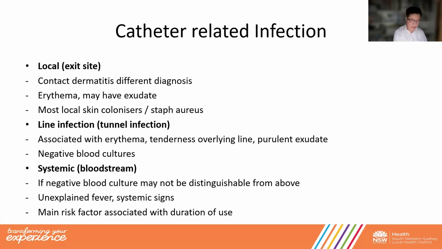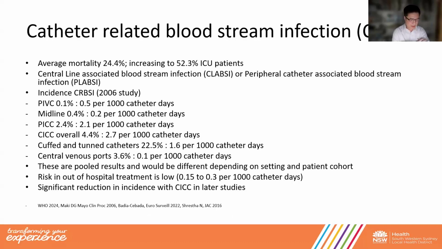Catheter-related bacteremia is the most serious event and is usually defined when blood culture is positive, and ideally the culture from the catheter is positive too. It usually requires confirmation that there's no other source of infection elsewhere. Catheter-related bloodstream infections are actually quite serious. They have a high mortality, which can be over 50% in ICU patients. It is also called CLABSI when it's associated with a central line, or PLABSI when associated with a PICC.